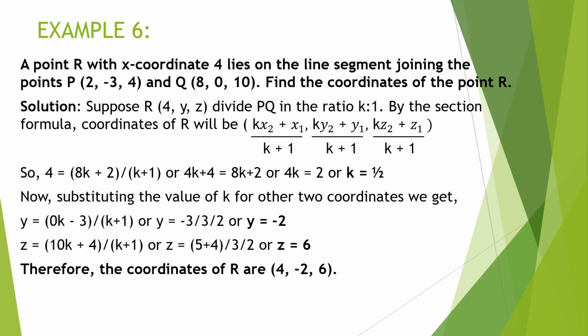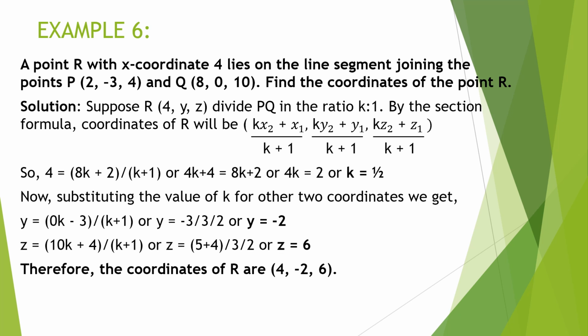On simplification, you get k equal to half. Since the x coordinate is given, we use that to find the value of k. So we have got the value of k as half. Now put this value of k in the other coordinates. So substituting the value of k in the other 2 coordinates, what do we get? y is equal to, what is y2? y2 is 0, y1 is -3. So it is (0k - 3)/(k + 1), but put k equal to half and simplify, you will get y equal to -2.